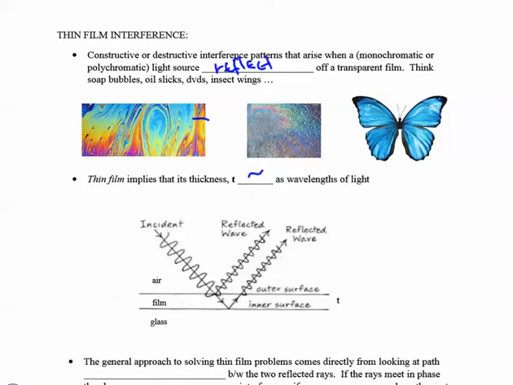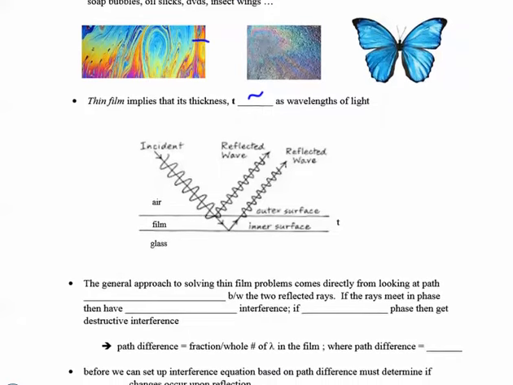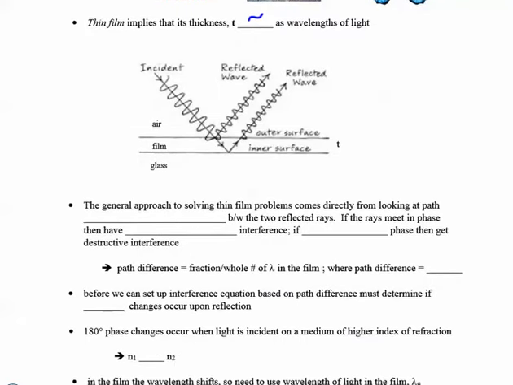Okay, so let's take a look at the general approach, because there's no set equation for this. It's just basically looking at path differences. We've talked about path differences in the past, so we'll do a quick review here, between the two reflected rays. This ray, in essence, starts reflecting at the surface. The second ray has to travel a certain distance, which is twice the thickness of the film, and then when it comes back out, it's going to again overlap the initial reflected ray.